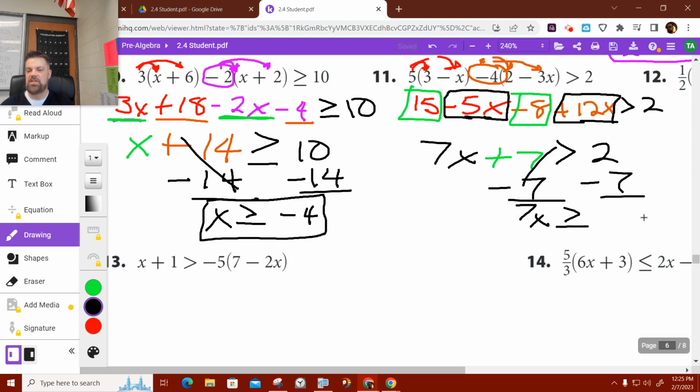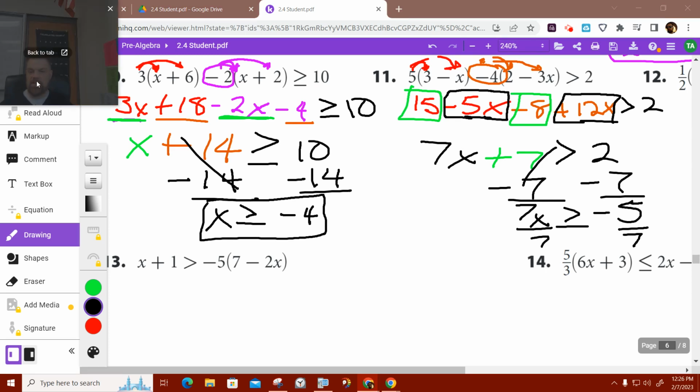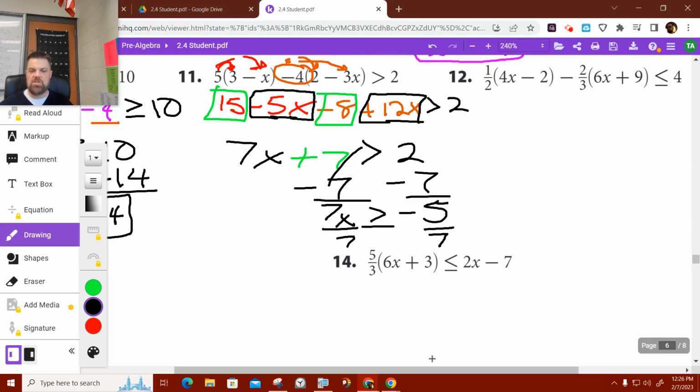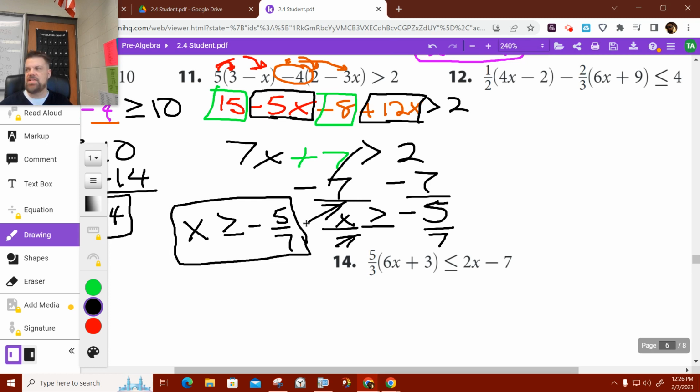Absolutely. So now this one, 2 minus 7 is negative 5. Ooh, what is it that I don't like about this one? Yep, no, that's the right answer. I just wanted to make sure. So 7 divided by 7 is 1. 1 times x is, I'm going to write the answer over here, x. And then you just leave it as negative 5 over 7. That's the answer for that one. You can have fractions as answers.